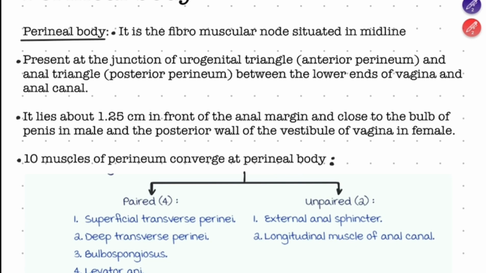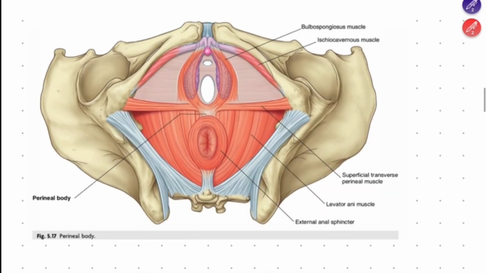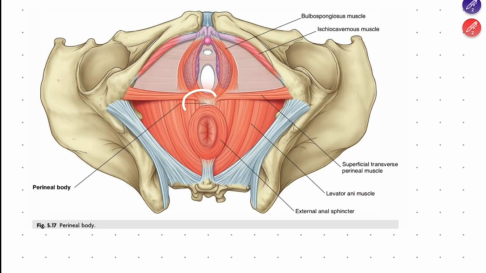Perineal body. It is a fibromuscular node situated in the midline. As we just saw, it is present at the junction of the urogenital triangle and anal triangle, between the lower ends of the vagina and anal canal. To be very precise, it lies about 1.25 cm in front of the anal margin and close to the bulb of penis in male and posterior wall of vestibule of vagina in female. This is how the perineal body looks.